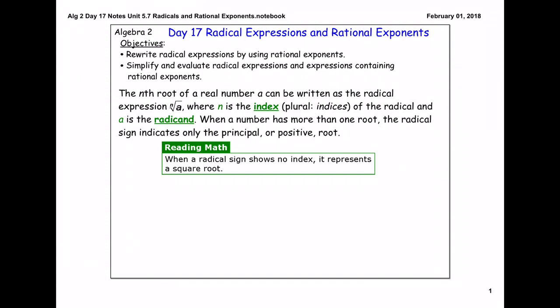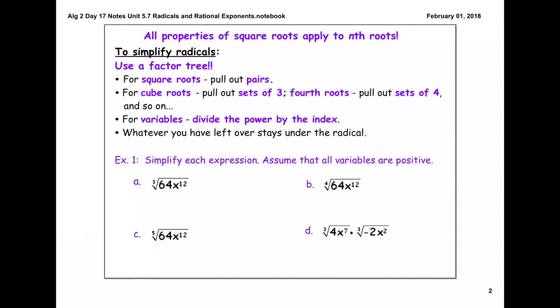Please remember that for the nth root of a real number, we always place the root as the index. So you notice your index is your n. A radical sign that shows no index represents a square root, and remember that is an invisible 2. All the properties of square roots apply to nth roots.